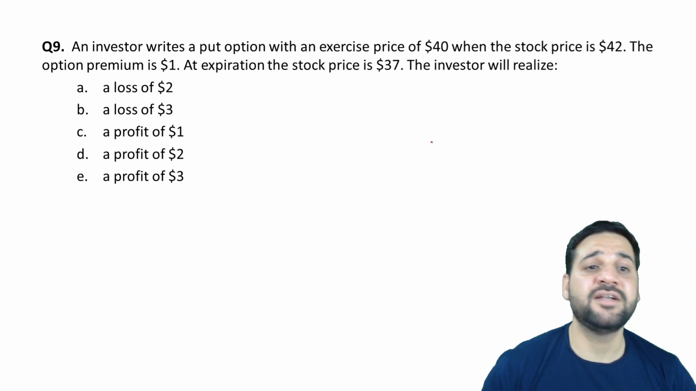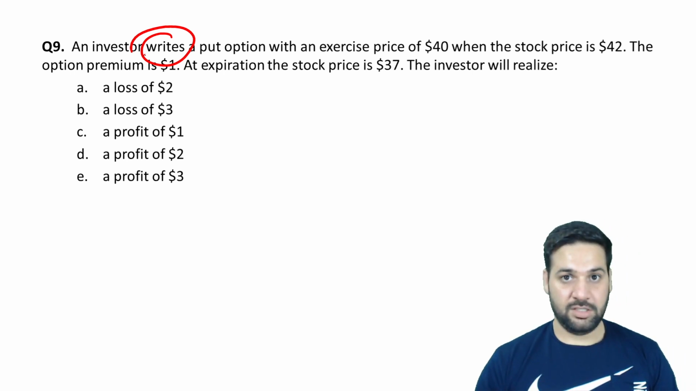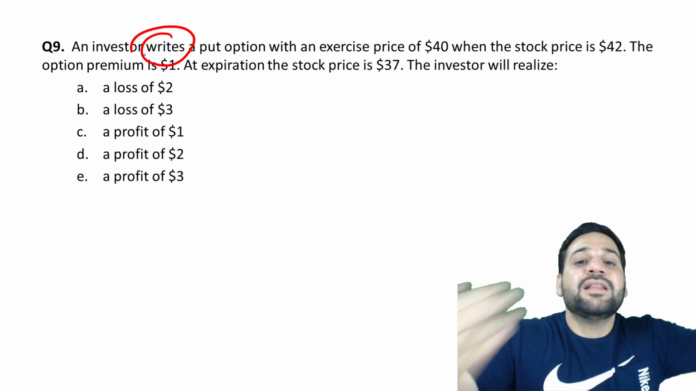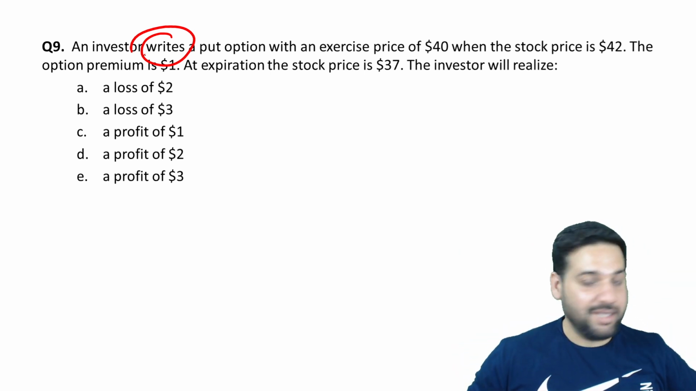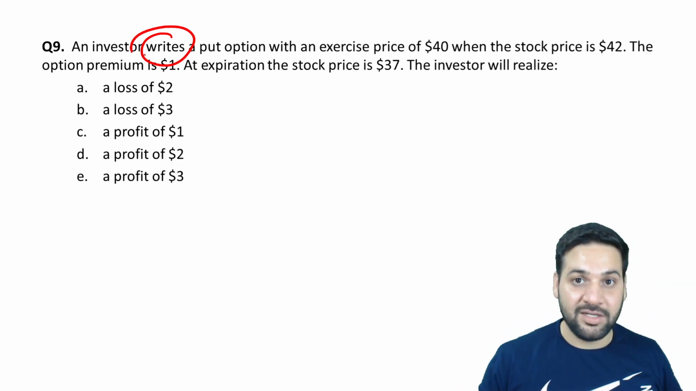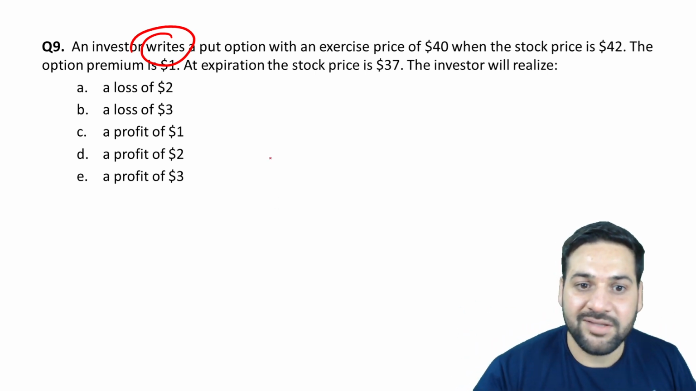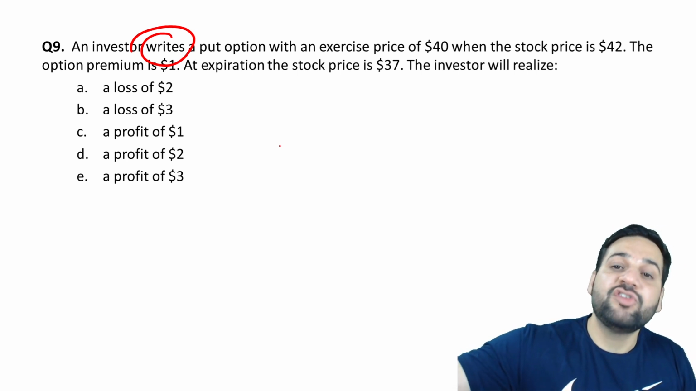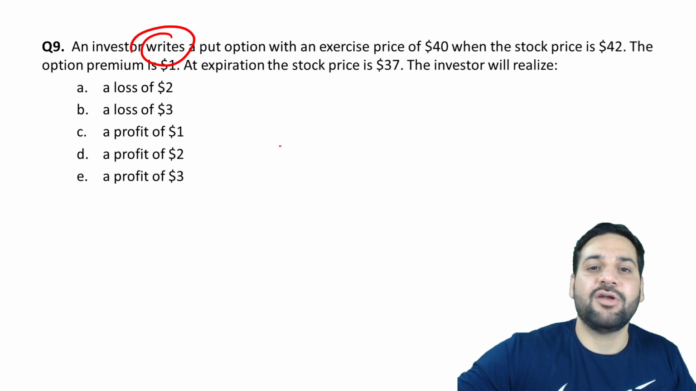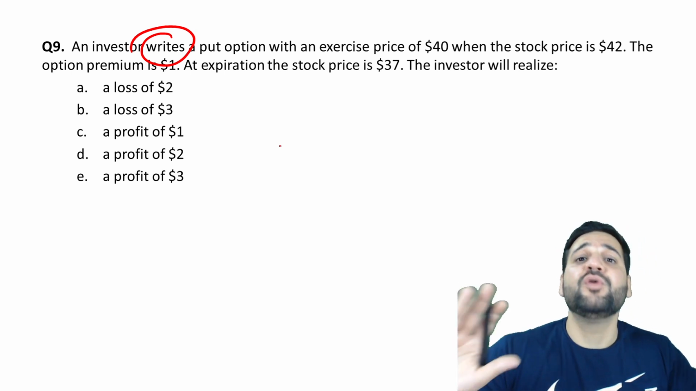An investor writes a put option. Please remember, writes a put option. The person is selling the put option. Okay, it's not about the right to sell. You are selling a right to sell. You are selling an option to somebody who has a right to sell a particular security at a specified time, at a specific price to you.